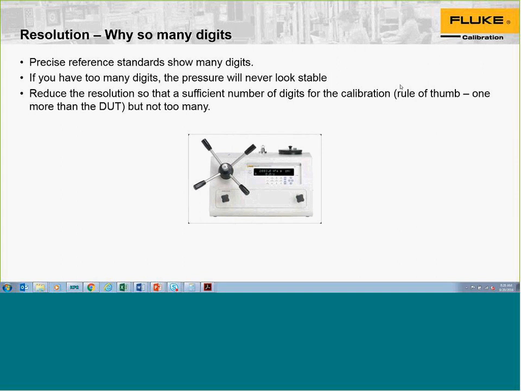Ensure that you have sufficient resolution to understand the true behavior of the gauge, but at the same time not confuse the operator with digits that are unnecessary and that cause the pressure to appear to be unstable, even though within the realm of the application, it's sufficiently stable.